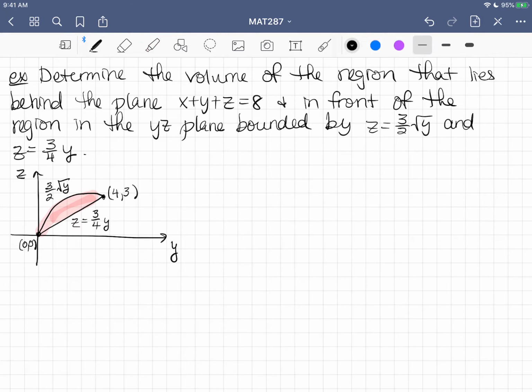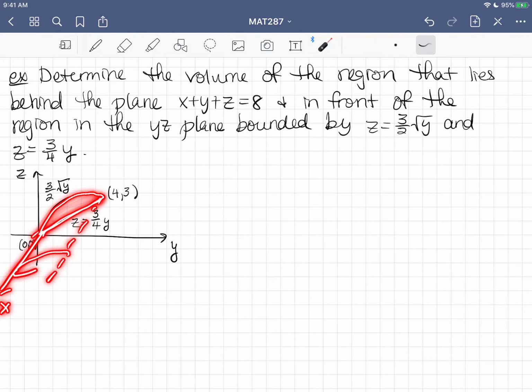Now imagine that I take this in the YZ plane, and if I were to tack my x-axis on here, I'm going to sort of trace this out until it hits the plane x plus y plus z equals 8. So that's sort of the idea of what this region looks like. Now that's a very ugly drawing, so let's pick it up in Grapher just to look at it. But that's what we're thinking about.